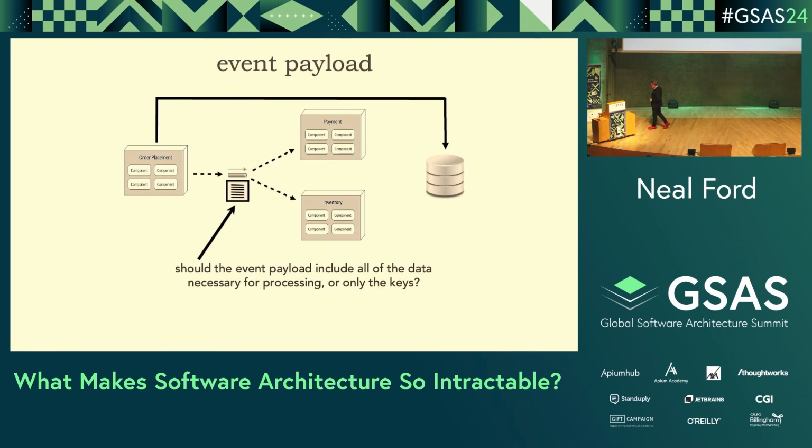And here's a great example, again, of the kind of trade-off analysis we often do in software architecture. We're looking here at an event-driven architecture, not necessarily microservices, because we're using a single database here. And this is a common question that comes up around communication between services in event-driven architectures like this, which is, I have this order placement service, and it needs to coordinate between payment and inventory. Here's the architecture question. Should the event payload include all the data necessary for processing or just the keys?